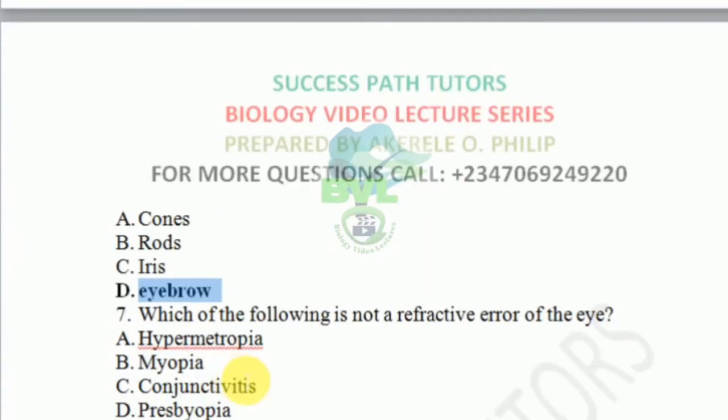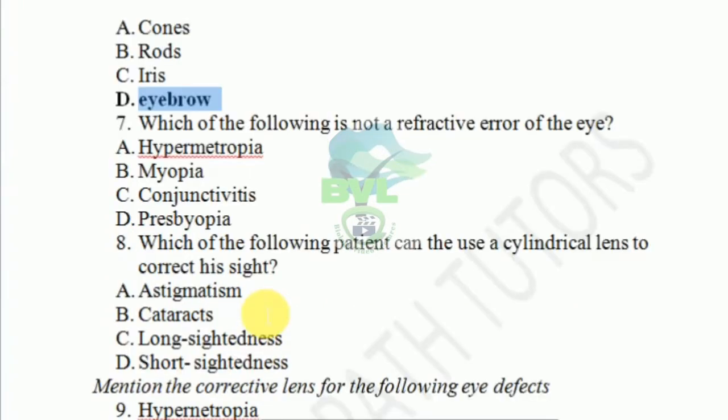Which of the following is not a refractive error of the eye? Refractive error refers to conditions that affect the eyes from focusing on images, whether close images or far distant images. Alright? So which of the following is not a refractive error? That would be conjunctivitis, which is the inflammation of the conjunctiva. Alright?